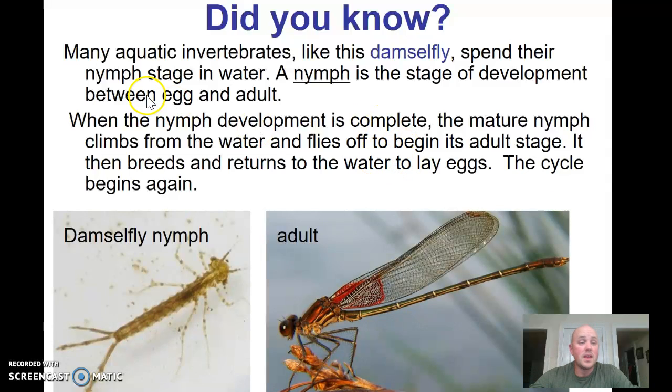Did you know? Many aquatic invertebrates, like this damselfly, spend their nymph stage in water. A nymph is the stage of development between the egg and the adult. When the nymph development is complete, the mature nymph climbs from the water and flies up and begins its adult stage. It then breeds and returns to the water to lay eggs. This cycle then begins again.